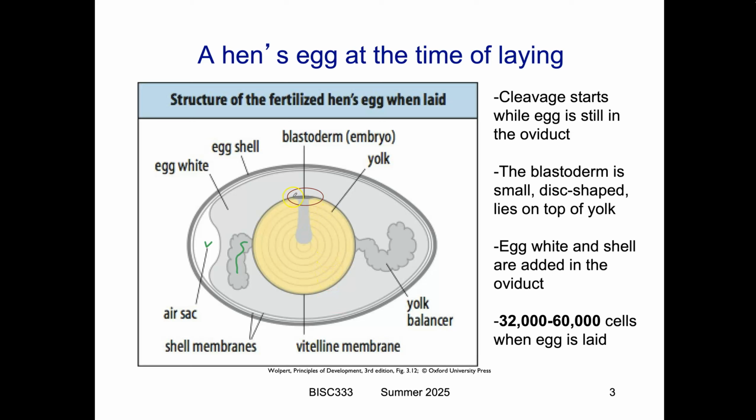But the little embryo is just a tiny little batch of cells, and it's also referred to as a blastoderm. When the egg is laid, though, so much cell division has taken place that you have something between 32 to 60,000 cells in that embryo.